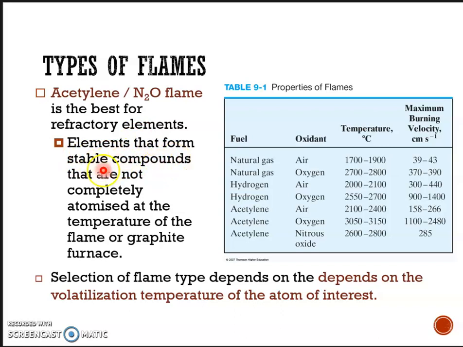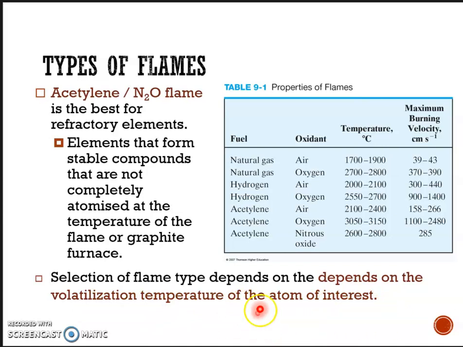Refractory element is the element that forms a stable compound, which is not completely atomized at the temperature of the flame or graphite furnace. Bila dia produce refractory element ni memang orang panggil kuat stubborn juga, nak degradekan dia balik atau nak dissociatekan dia balik into atoms. So that's why we need a high temperature for this process. And the selection of flame types depends on the volatilization temperature of the atoms of interest.